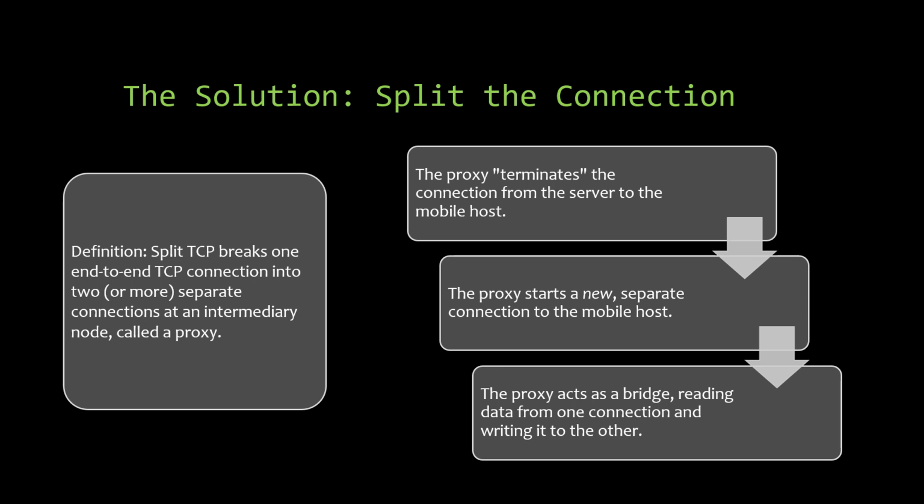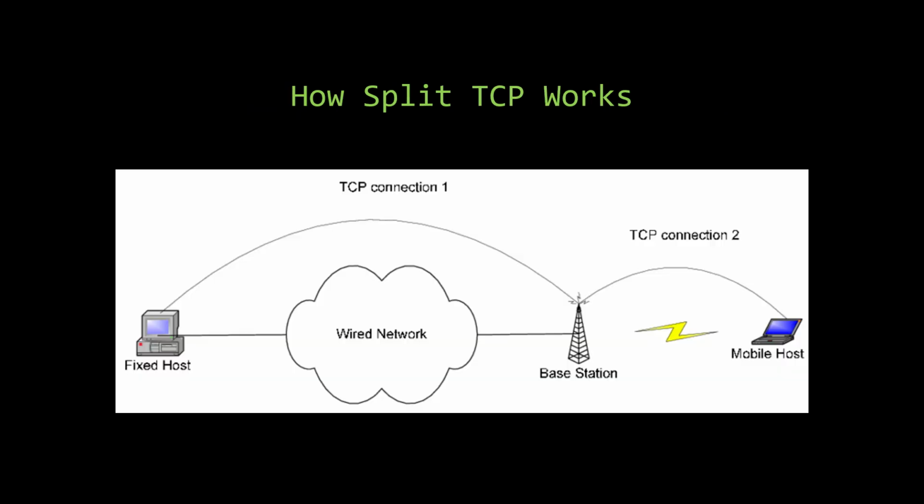So the proxy basically terminates the connection from the server to the mobile host. It starts a new separate connection and then acts as a bridge, reading data from one connection and writing it to the other. As you can see in the diagram, this creates two separate independent connections. One connection from the stable server on the internet to the proxy, a second connection from the proxy to your mobile device over the unstable wireless link.